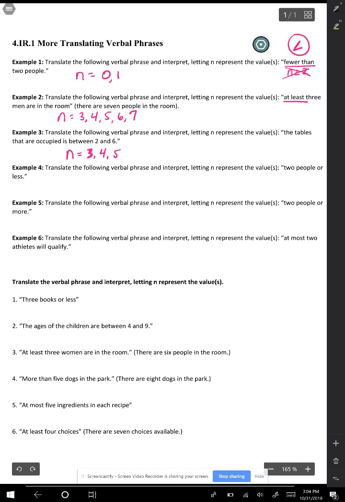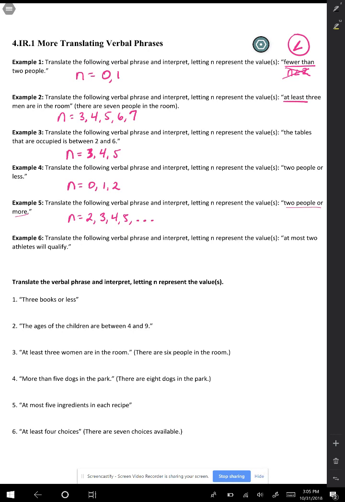The next one, 2 people or less. That means we could have 2 people, or less than 2 would be 1 person or 0 people. We can't go below 0 because it would be negative. So 2 people or less means there could be 0, 1, or 2 people. Number 5, 2 people or more. That says we can start with 2 people, or we could have 3, or 4, or 5. Since they didn't give us a maximum number of people, we would just put ... showing that it continues to go on.